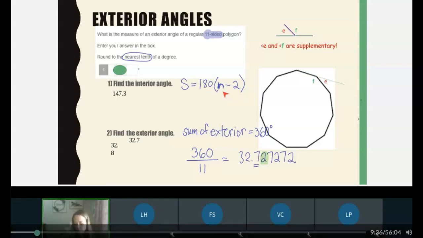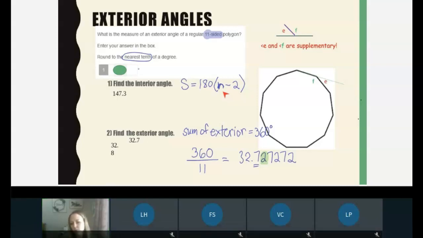So you got to know what those are, otherwise the formula is useless, right? Good. Number of sides. So remember, n is number of sides. This shape has how many sides? 11. So you can plug in 11 in there. That's how many sides.